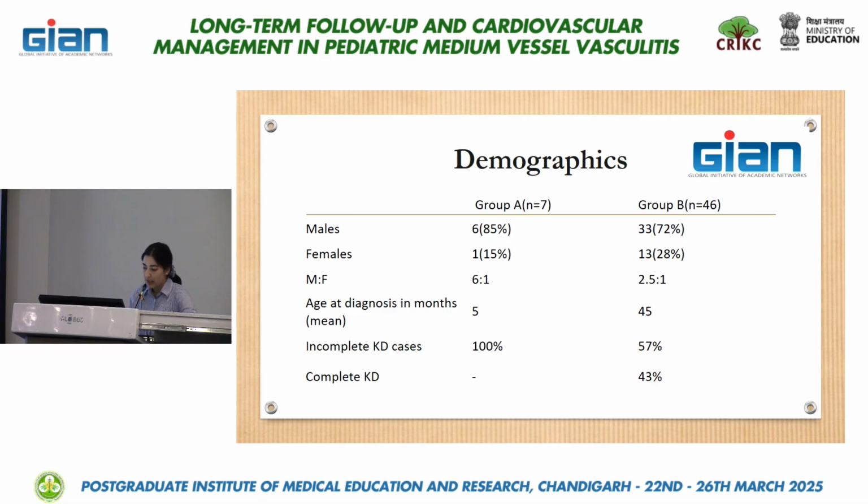First, the demographic details. In Group A, which includes infants less than 6 months, the male to female ratio was 6:1, and in Group B, which includes children more than 6 months of age, the male to female ratio was 2.5:1. The mean age at diagnosis was 5 months in Group A and 3.7 years in Group B. In Group A, all the patients had incomplete Kawasaki disease, and in Group B, 57 were incomplete and 43 were complete Kawasaki.